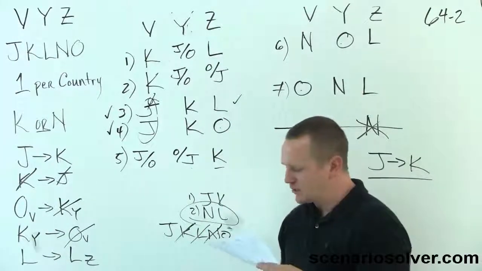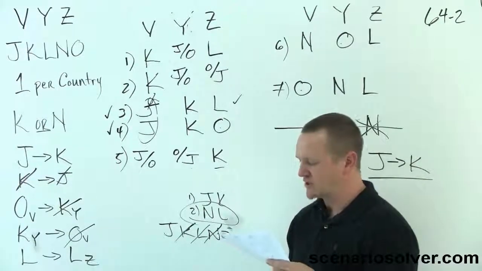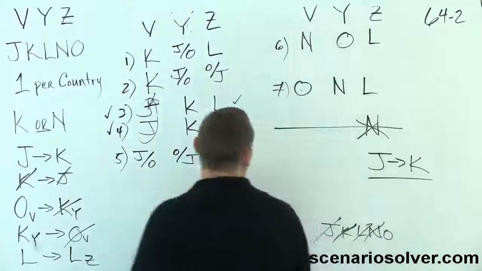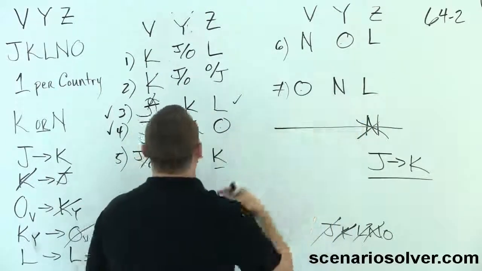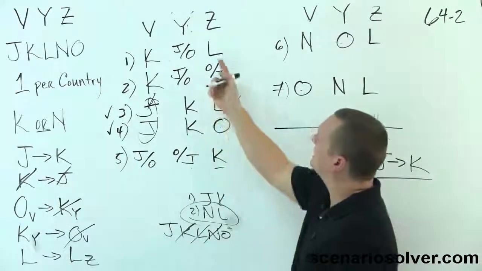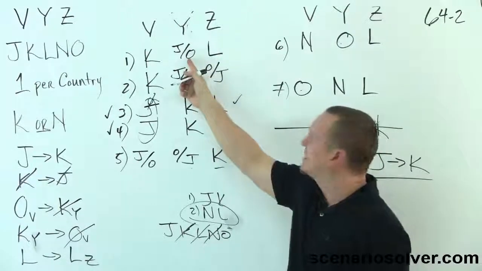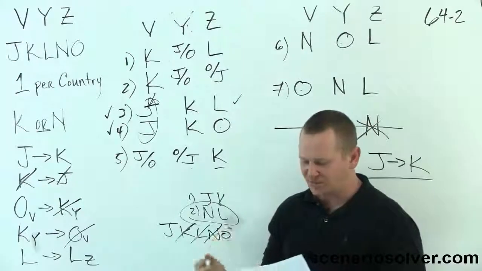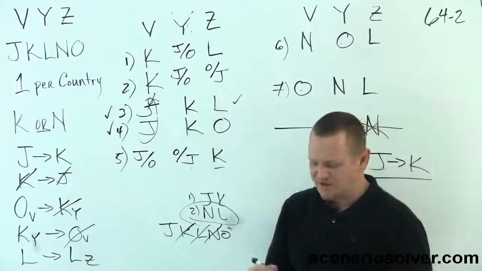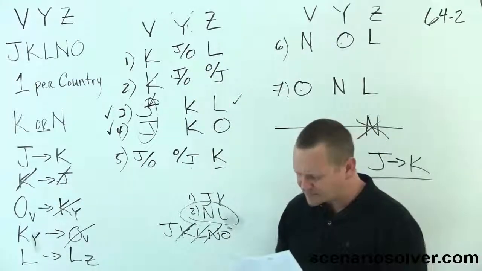Okay, let's look at B. If L and O are both assigned to ambassadorships, then so is N. Okay, so we're just looking right here. If L and O are assigned, then so is N. So that doesn't break anything. But here we could have L and O both assigned, but with K assigned. So that absolutely breaks one of the scenarios. So it's out. So B falls out.